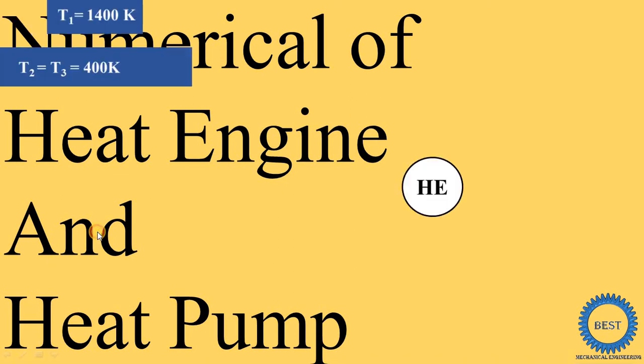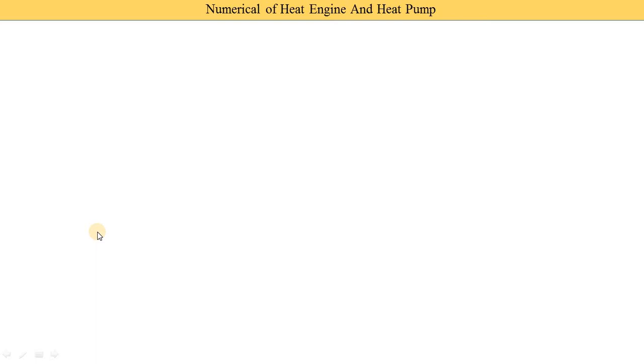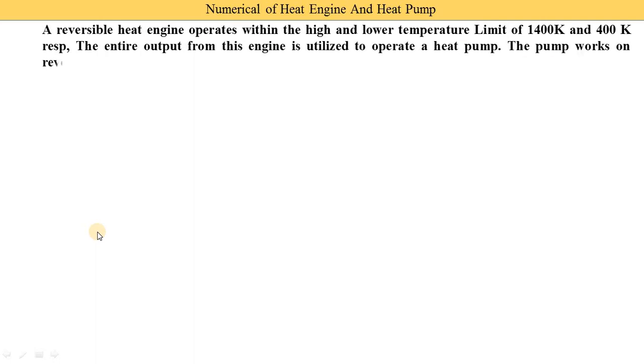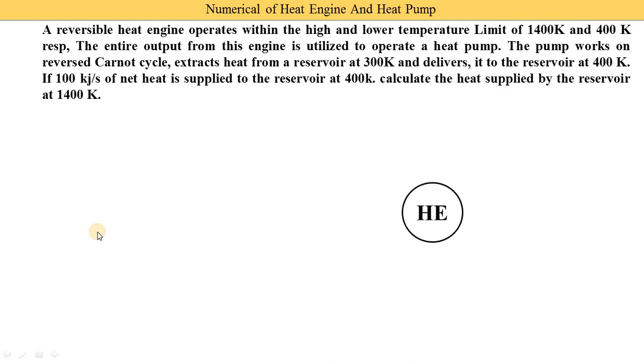In this video, we solve the numerical of heat engine and heat pump. So first we understand the problem statement. A reversible heat engine operates within the high and low temperature limit of 1400 Kelvin and 400 Kelvin respectively. So first we understand by using this figure.